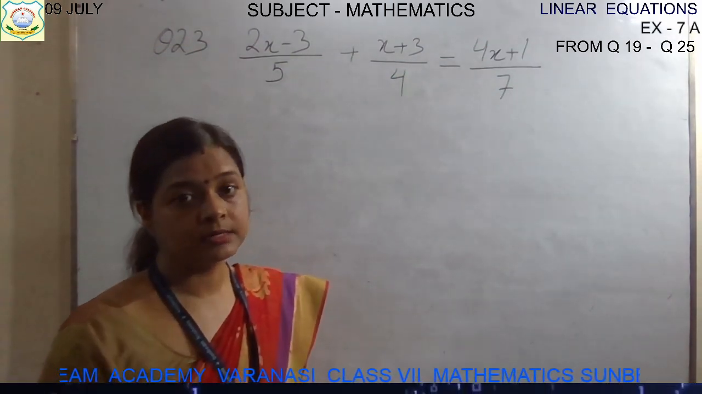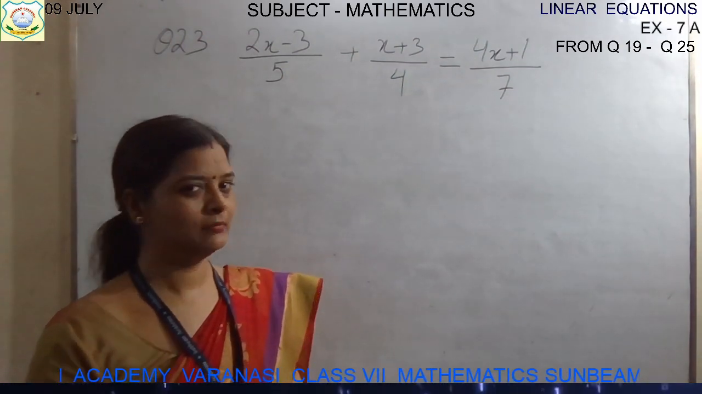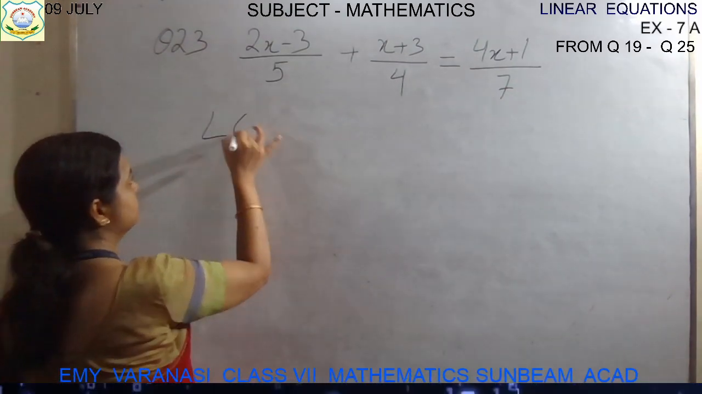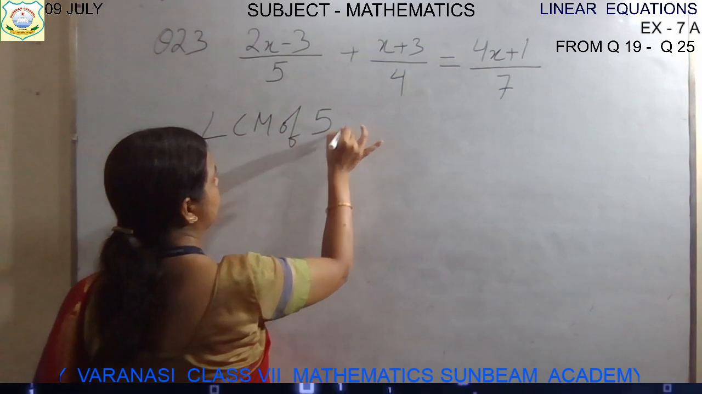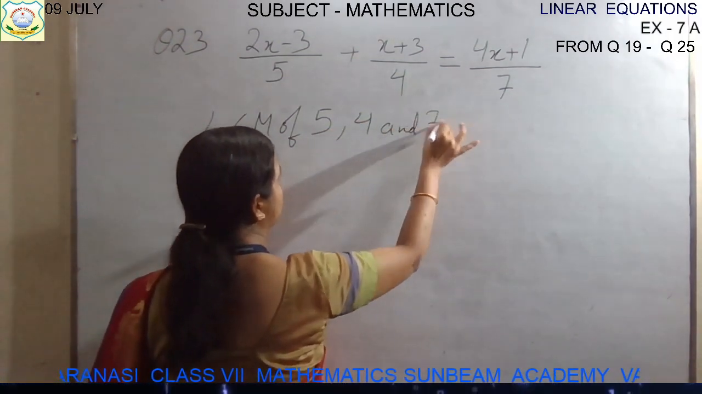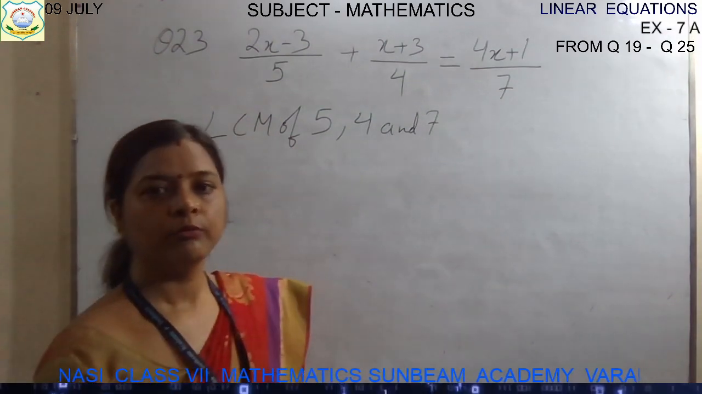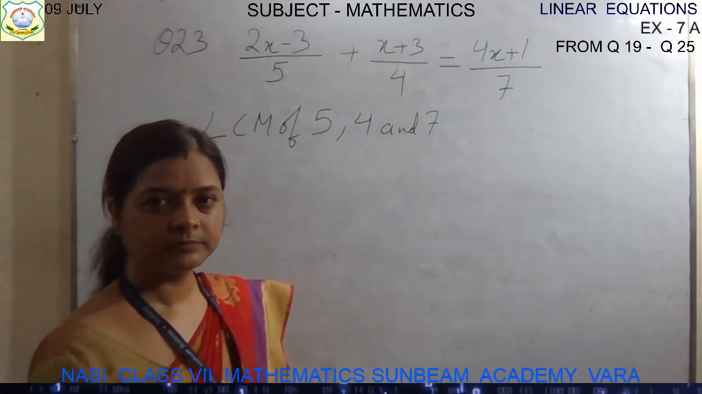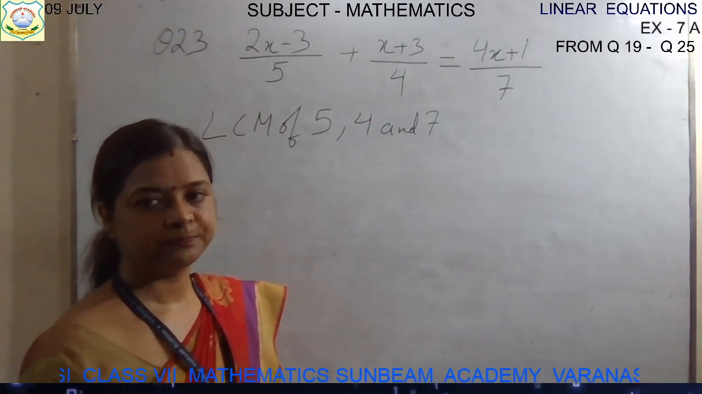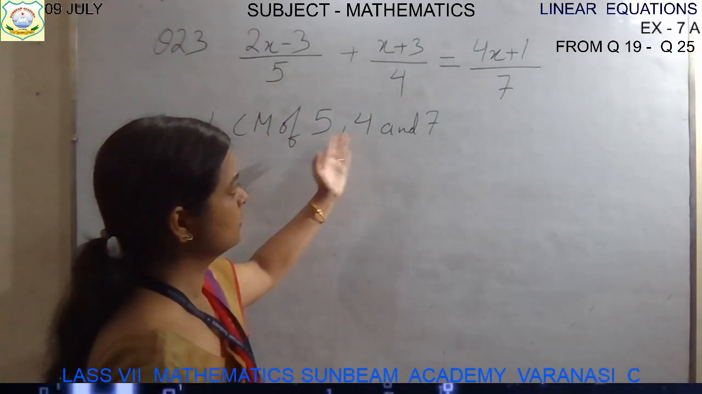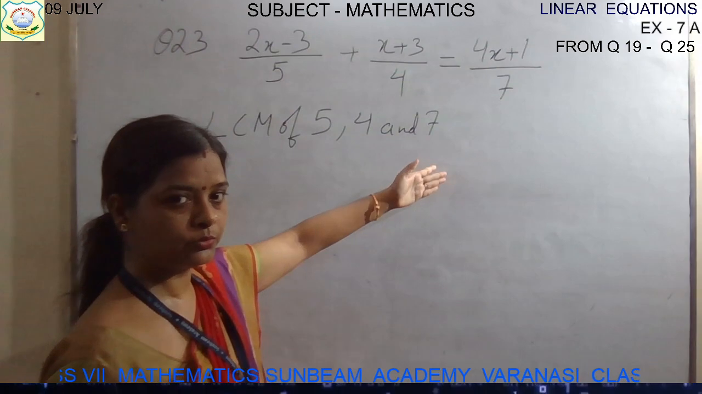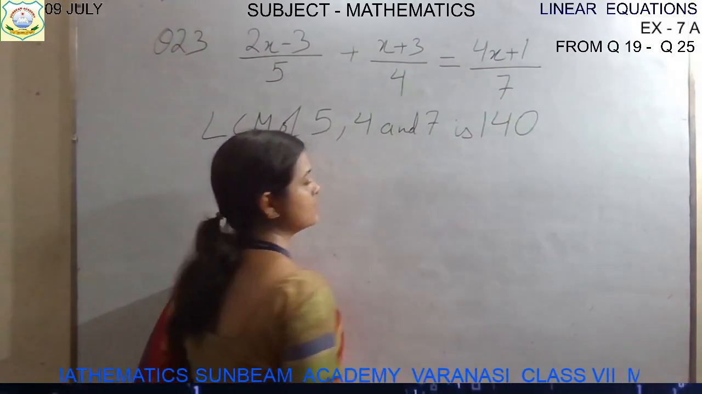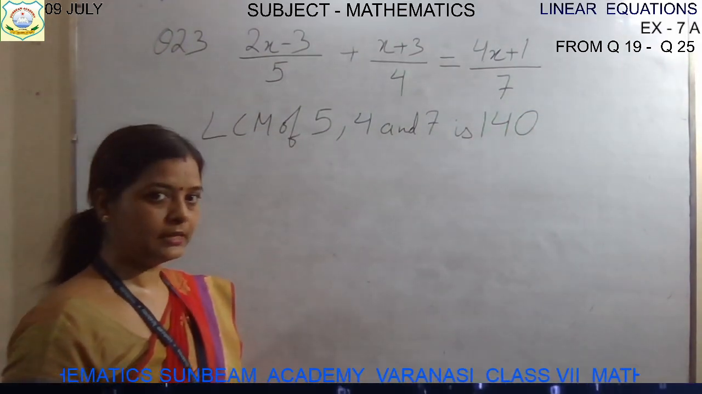Now again there are some denominators. Children, it's the same and we know how to solve it, isn't it? So the LCM of 5, 4 and 7. Quickly find out. Come on, children. What is the LCM of 5, 4 and 7? It is 5 4s are 20 and 20 into 7, that is 140. When you find its LCM, it will be that.